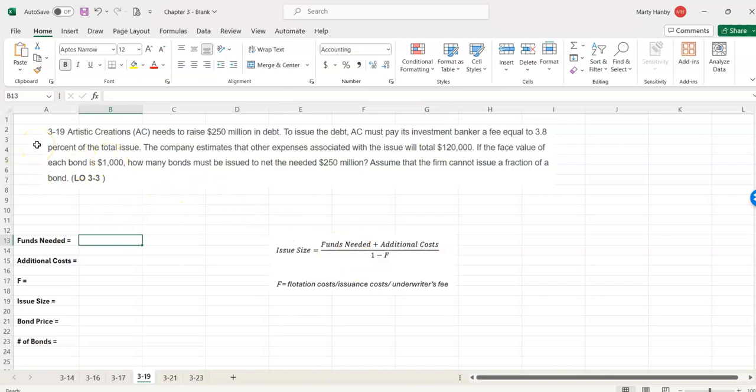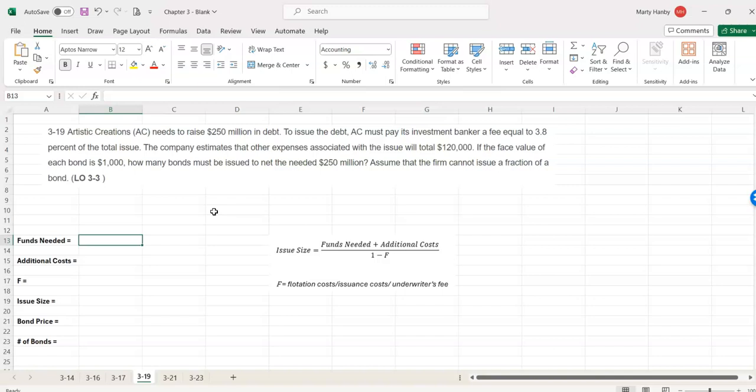So problem 19 from chapter 3, CFIN7, Artistic Creations. AC needs to raise $250 million in debt. And to issue the debt, AC must pay its investment banker a fee equal to 3.8% of the total issue. The company estimates that other expenses associated with the issue will total $120,000. The face value of each bond is $1,000.